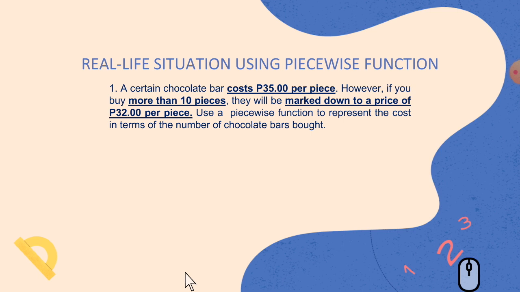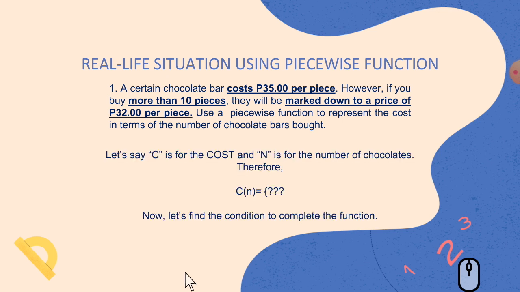So, gagawin natin ay piecewise function to represent kung ilan yung cost natin in terms sa bilang ng bibilihing chocolate. Therefore, let's say C, sabihin natin na si C is for the cost, yung bayad. And then the N is stand for the number of chocolates. Therefore, the function is C of N is equal to unknown. So, hanapin pa natin yung condition. Now, let's find the condition to complete the function.